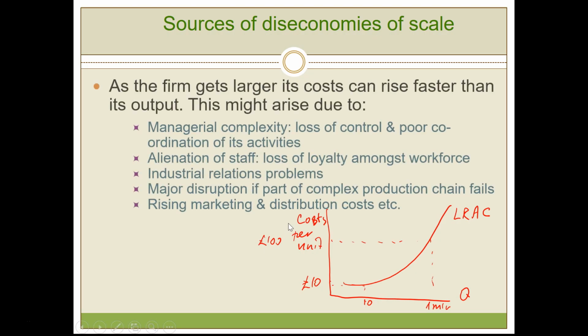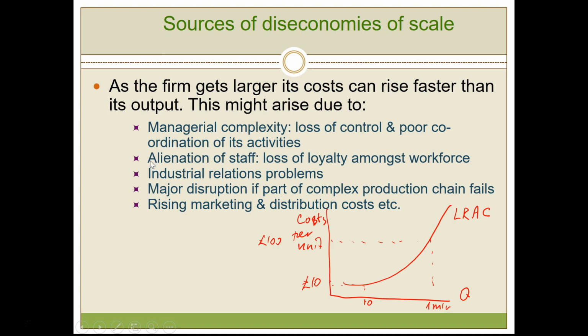There are certain sources of diseconomies of scale. For example, these can arise due to managerial complexity, loss of control, and poor coordination. For example, if you're a very large company like Apple or Amazon, apparently its structure is increasingly complex. The more output you produce, the more activities you have to coordinate, the more difficult and complex it becomes. And sometimes management can lose control, which can lead to spiraling costs.